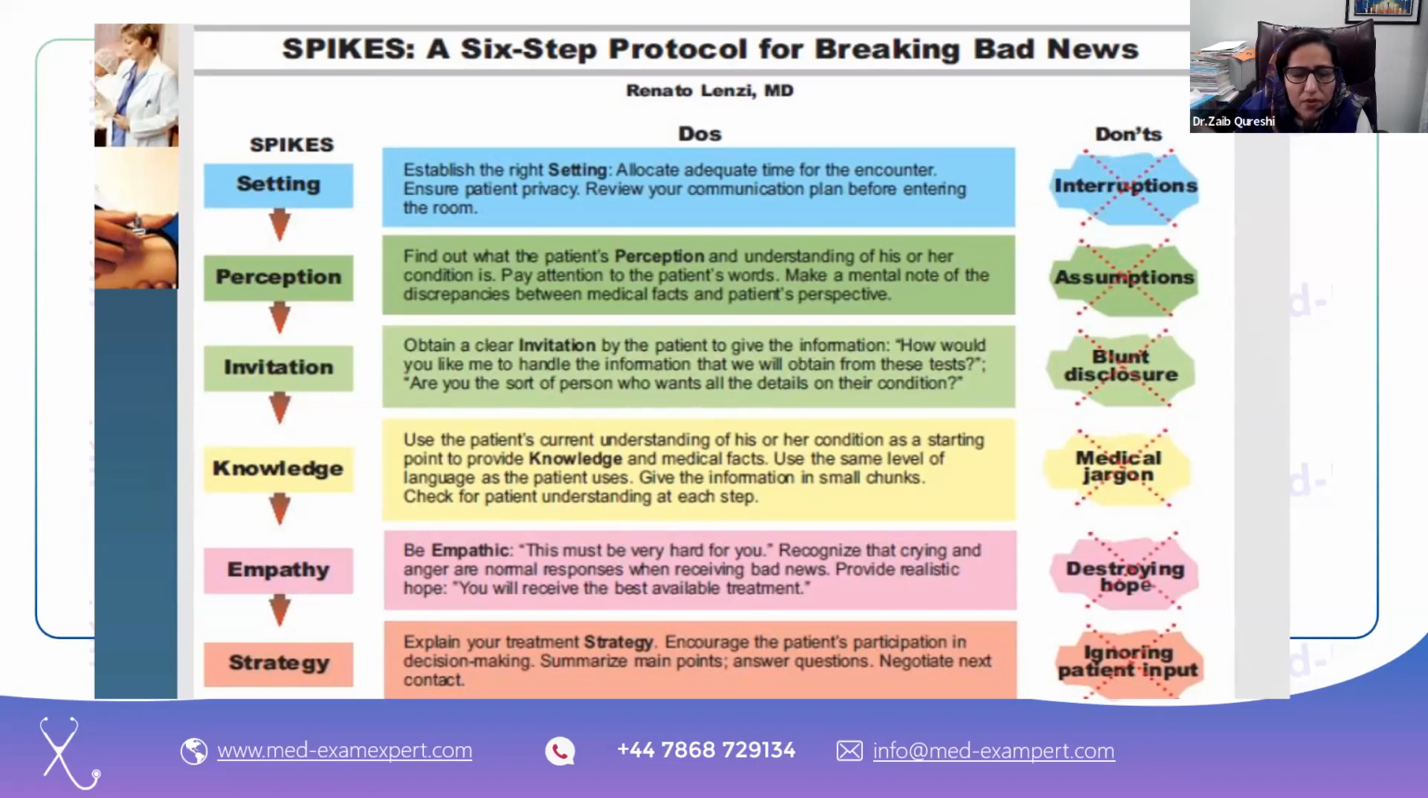All right, and never ignore patient input. If the patient is trying to tell you something, try to absorb that. Try to listen to that. Try to comprehend what she exactly wants in that situation. Okay, so these are some of the do's and some of the don'ts which you have to follow in the setting of breaking bad news. I hope it's clear. Is it clear, everyone?